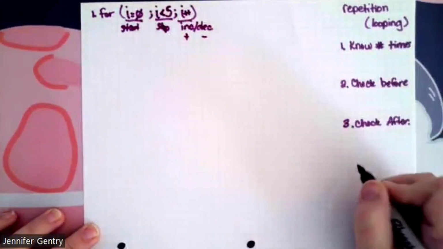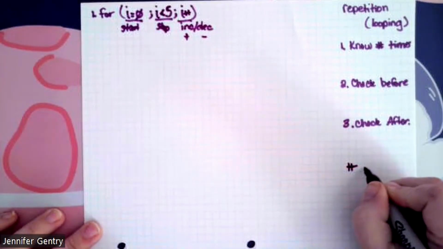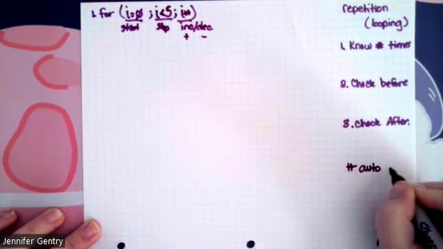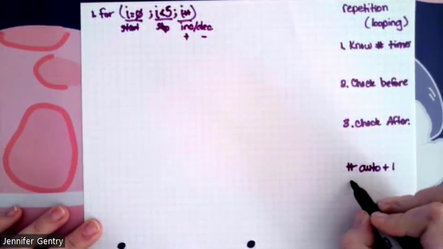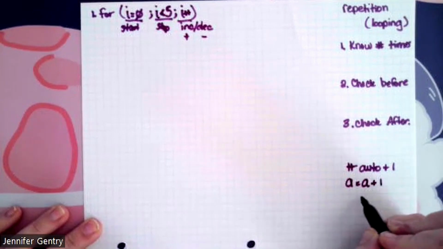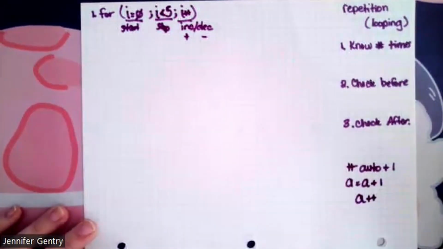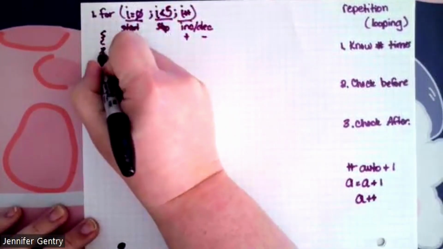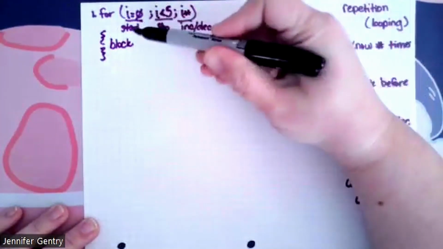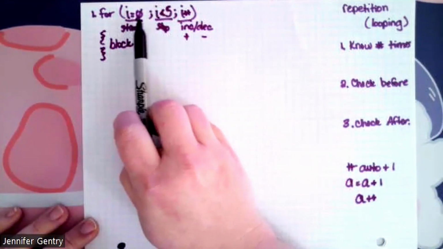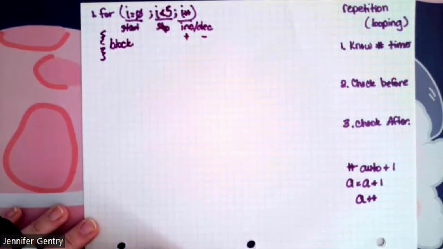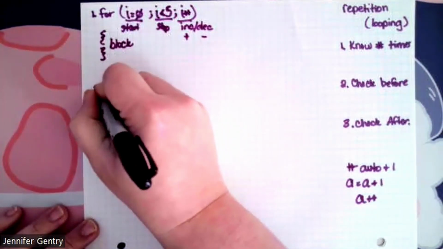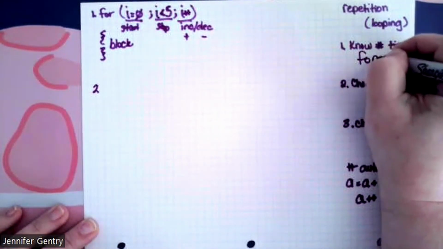Okay. In C, the plus plus automatically adds 1. So A equals A plus 1 is the same thing as saying A plus plus. So we'll just say plus plus here. And for our for, we can do our curly brackets and we can put our block. It will do this block however many times it takes to get from that to that by 1. Okay, and it's going to do whatever is in there. The second way, so that's our, we know the number of times, so that's going to be a for loop.